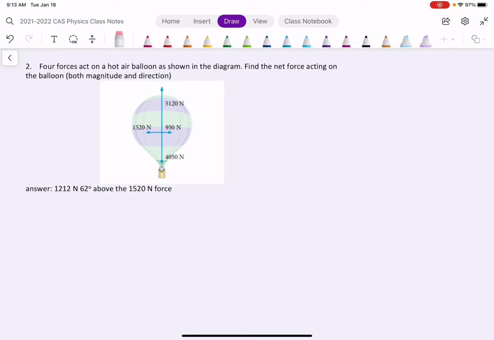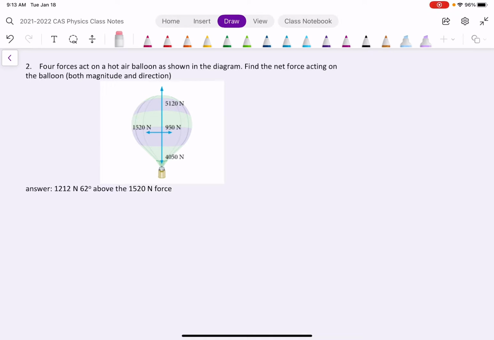This question is a bit straightforward. There are four forces acting on this balloon, and the vertical forces are acting in opposition, and the horizontal forces are acting in opposition. So you can think of it like basically a tug of war in 2 dimensions.